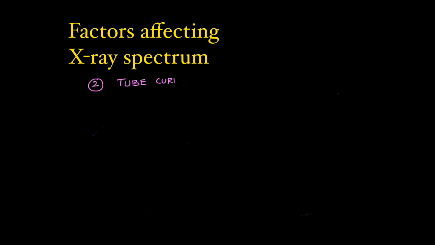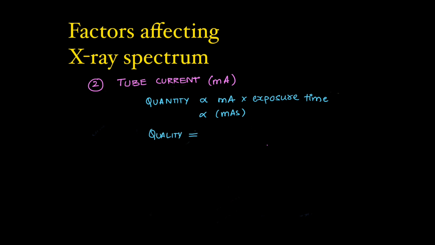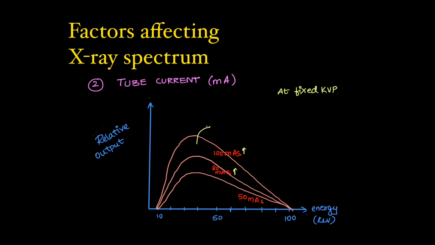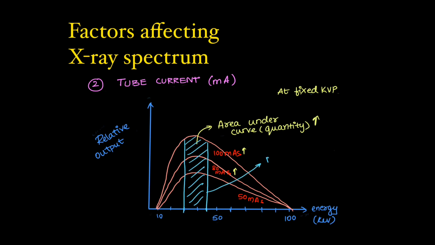Next factor which affects the X-ray spectrum is the tube current or the MA, milliamperes. So quantity of X-ray directly depends on MA into exposure time, that is MAS, but it has no effect on the quality of the X-ray beam. So as you increase the current, quantity increases, quality does not change. We'll graph it out. At fixed KVP, we go on increasing the MA. So area under the curve increases, that is quantity of X-ray increases, but the area in which the high energy beam falls is the same. That is quality of X-ray does not change by increasing the MA.